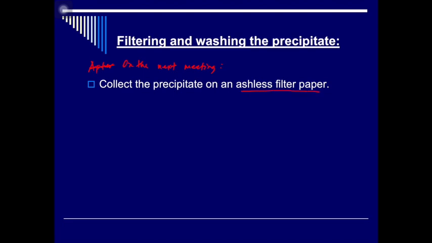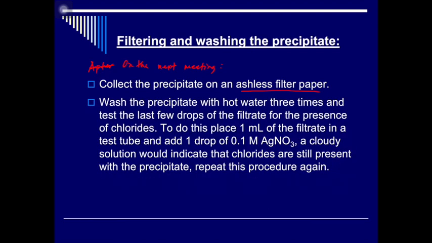This ashless filter paper is provided by the lab personnel. Wash the precipitate with hot water 3 times and test the last few drops of the filtrate for the presence of chlorides. This step is testing for chlorides. Chlorides are the ions that may be adsorbed by the surface. So you may have surface adsorption here.